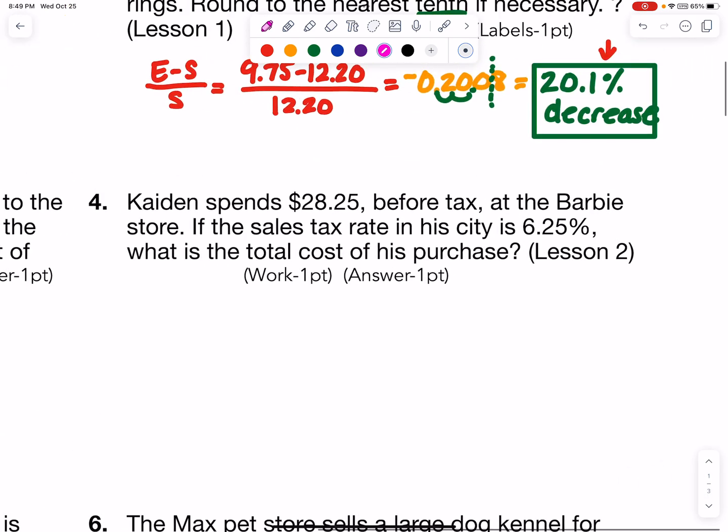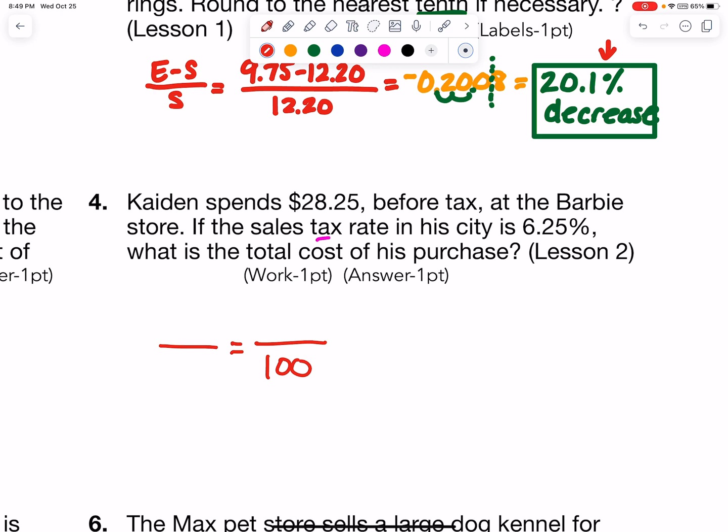All right, I see another tax, so I know that is creating my proportion equation. I know that 100 is going on the bottom, and now let's analyze our problem. Caden spends $28.25 before tax at the Barbie store. Interesting. If the sales tax rate in the city is 6.25%, what is the total cost?